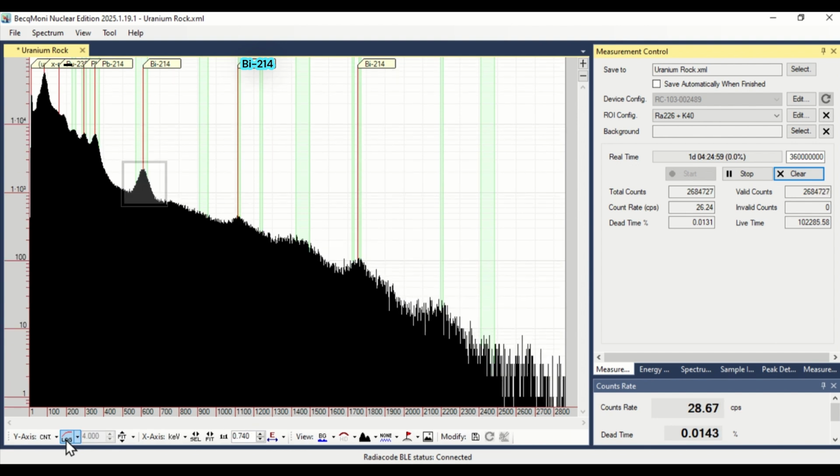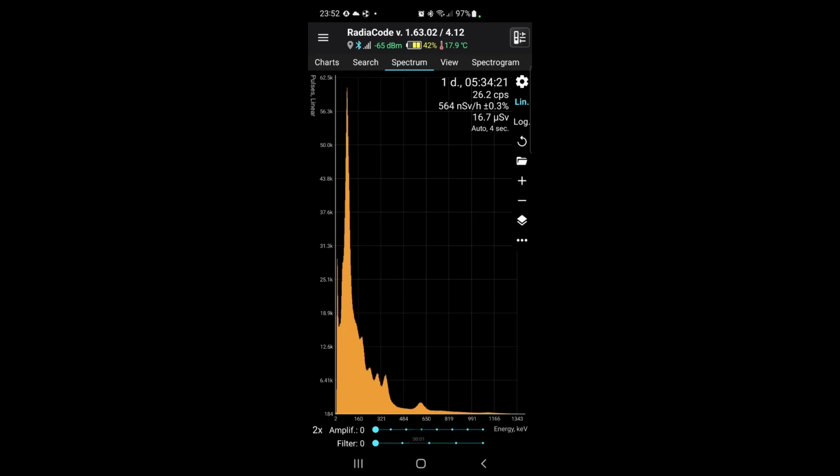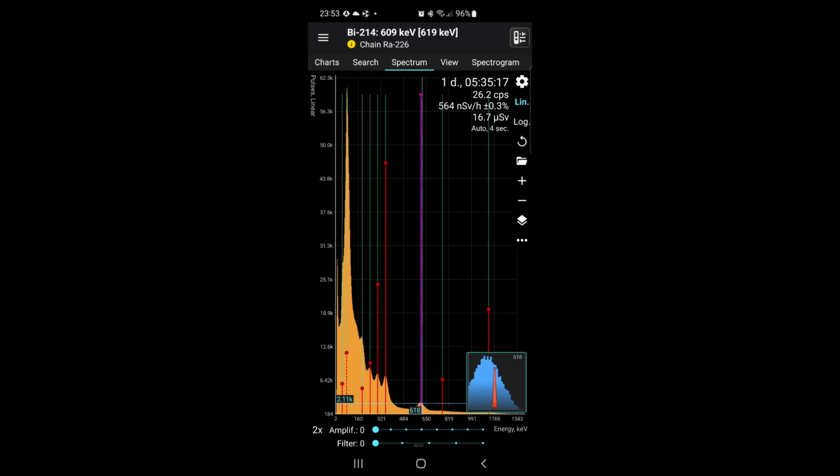The 609 kiloelectronvolts peak of bismuth-214, along with the three high-energy peaks at 1120 keV, 1764.5 keV, and 2204 keV, are all readily detectable in the spectrum. Bismuth-214, 609 keV gamma peak. The gamma-emitting decay series of radium-226 is readily observable.